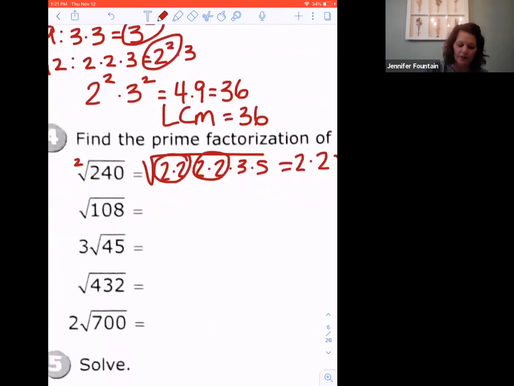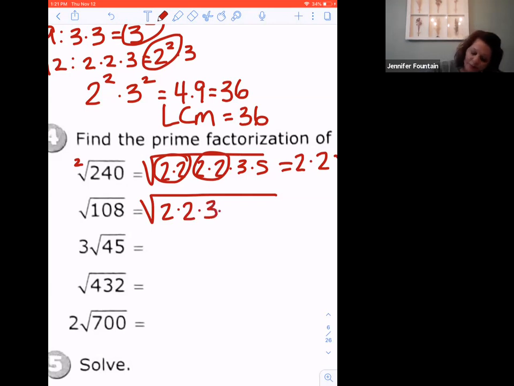Okay, same thing with 108. Smallest prime factor is 2. So half of 108 is going to be 54. Half of 54 is 27. 27 is an odd number, so I know it's not divisible by 2, but I know it is divisible by 3. And it's 3 times 9, and 9 is 3 times 3.